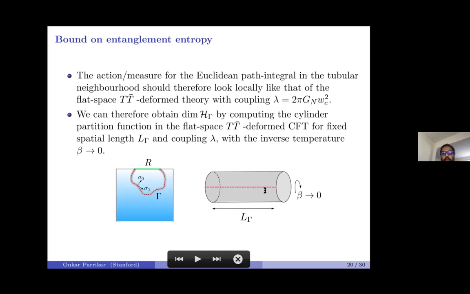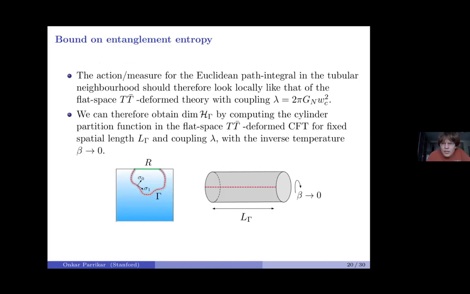So what that is doing is, the spatial length here is L gamma, the length of this curve. When you compactify the Euclidean time coordinate sigma naught, you're calculating trace of e to the minus beta H on this spatial line. So you're calculating the thermal partition function. And then when you send beta to zero, that just calculates the dimension of the Hilbert space, because trace of one is the dimension of the Hilbert space. So one way of getting the dimension of the Hilbert space on gamma is to just calculate the thermal partition function on a cylinder of length L gamma with this T-Tbar coupling, and then send beta to zero, okay? So that's what we are going to do.